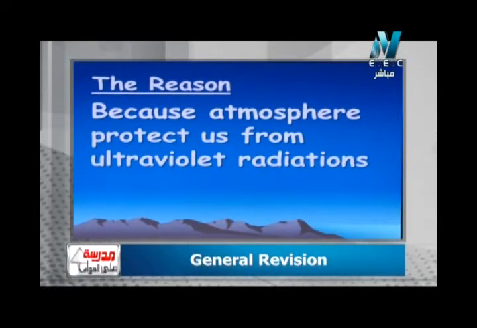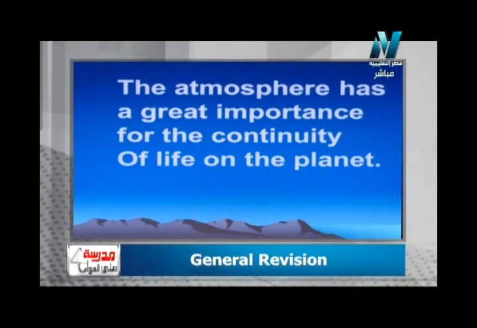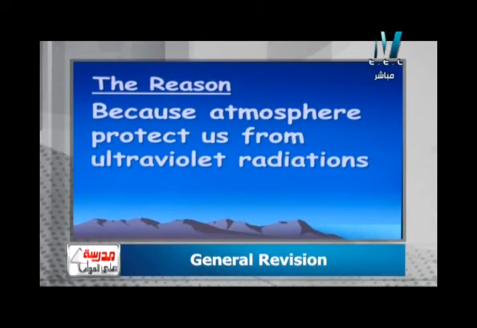And also we can write many reasons for this question, because in the atmosphere we will find oxygen gas for respiration, because in the atmosphere we will find nitrogen gas that makes protein in our food, because in the atmosphere there is carbon dioxide gas that helps in the photosynthesis process, which is done by the plant. Also, we have many reasons for the atmosphere. So again, the question says that the atmosphere has a great importance for the continuity of life on the Earth planet. One reason of these reasons is because the atmosphere protects us from ultraviolet radiation.